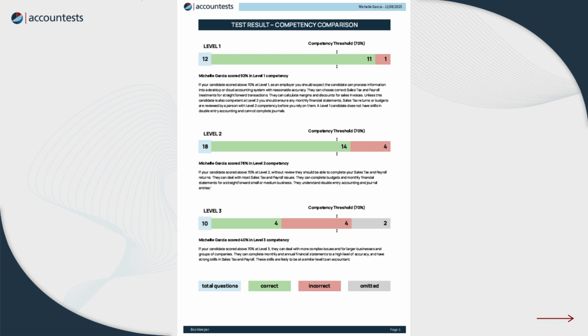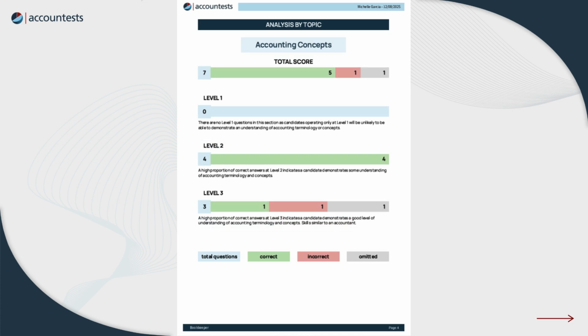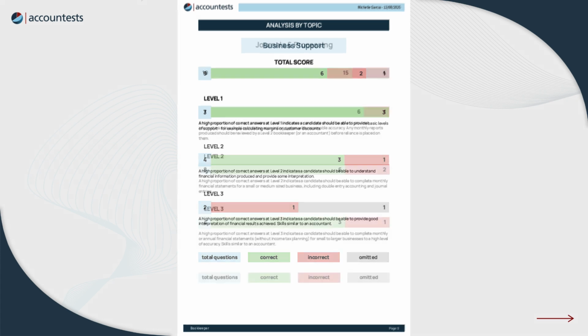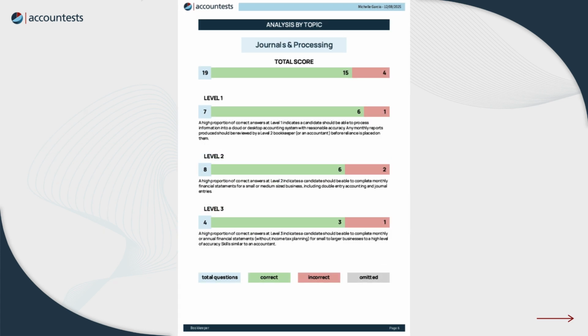And we can then dive in a bit more deeply. So we look at the questions that were relating to accounting concepts. These are more the theory aspects. Business support, so that's the advisory and the added value. Journals and processing is probably the key one, and you can see we ask the most questions around that.